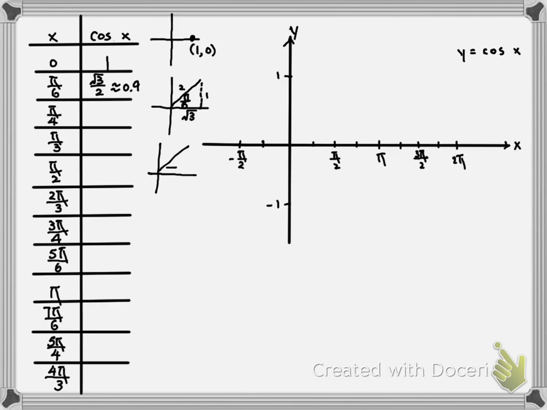Pi over 4. For this special triangle, the ratio is 1, 1, square root of 2. So then we have adjacent 1 over hypotenuse square root of 2. If this will be the final answer, we have to rationalize the denominator. However, we're using this value to help us approximate the point on the graph, so as we use calculator, 1 over square root of 2 is approximately 0.7.